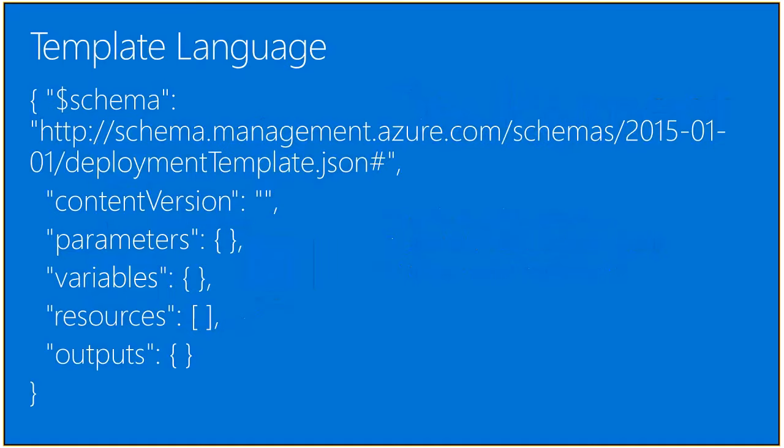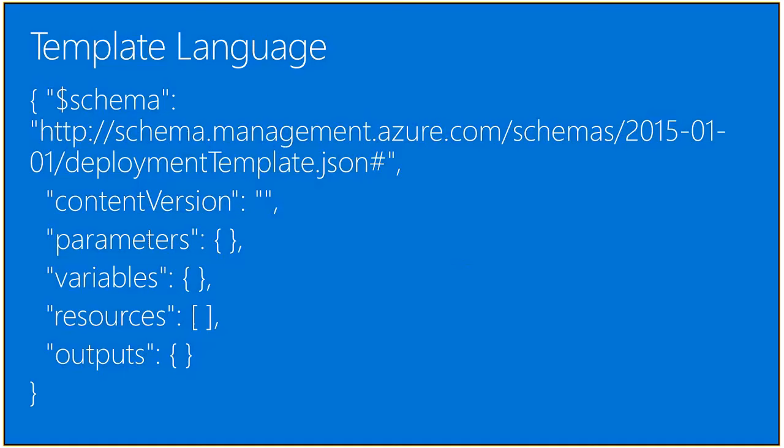This slide shows what the template looks like. It has several parts. The first part is the schema. It is stored in a well-known location. If you are using any tool like a regular JSON editor to draft the template, you can put this in as your validation file, and then it will validate your entire schema. And then there's a content version for your version control.